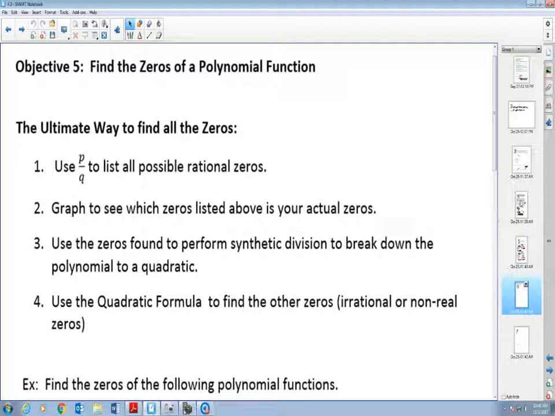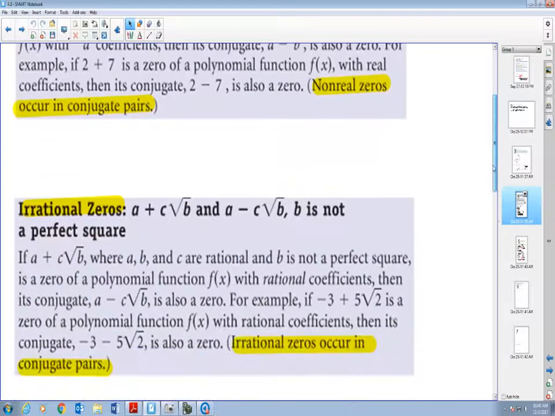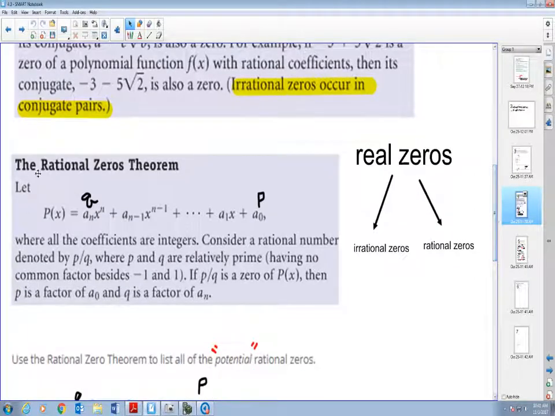Just to refresh your memory, the different types of zeros we have are non-real zeros, irrational zeros, and rational zeros, from the rational zero theorem. Remember what I wrote before: real zeros consist of irrationals and the rational zeros. What that means is you will see those types of zeros on the graphing calculator.